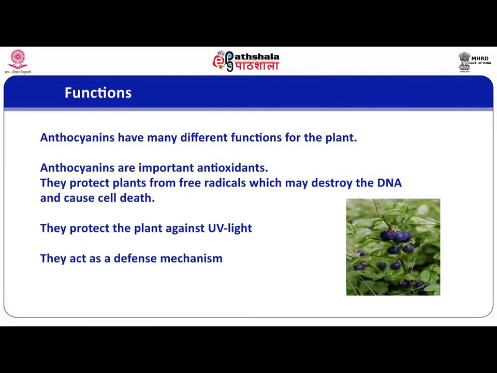As for the functions, they have many different functions for the plant. Anthocyanins are important antioxidants, although their effect on human health is still poorly understood. They protect the plants from free radicals, which may destroy the DNA and cause cell death. They protect the plant against UV light. They act as a defense mechanism, and they are very important in pollination and reproduction.